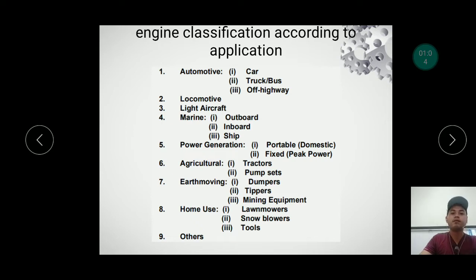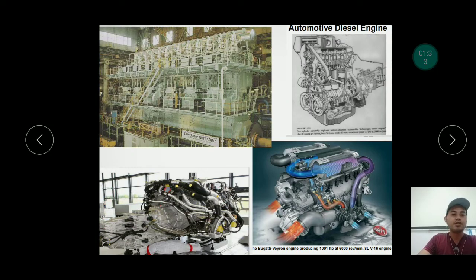In the automotive, meaning in cars, we use diesel engines in cars, trucks, buses, off highway like trains, in locomotive, aircraft, marine, power generation, agriculture, earth moving, home use, and others. So there are so many applications where we use engines. These are some. Here we can see the automotive diesel engine.